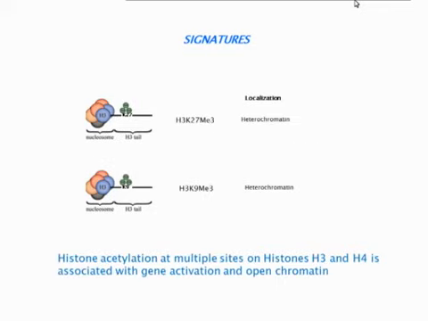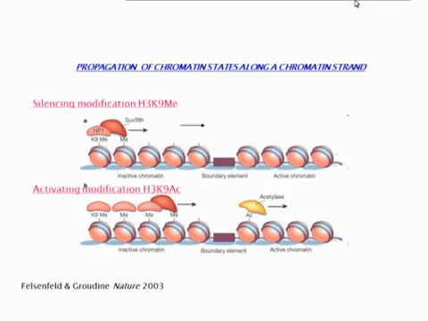Very importantly, histone acetylation at multiple sites in H3 and H4 is almost always associated with gene activation and open chromatin. On the other hand, these H3 modifications, lysine 27 trimethyl, lysine 9 trimethyl, tend to be associated with silent or heterochromatin. So those signatures are useful for those of us who study these things.